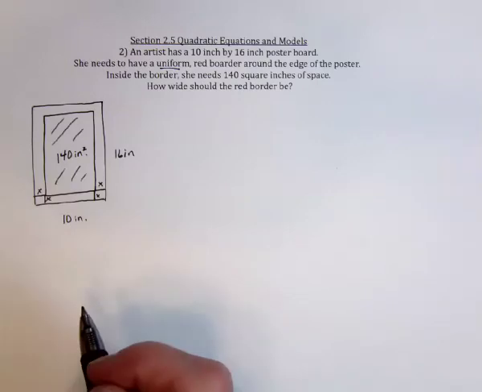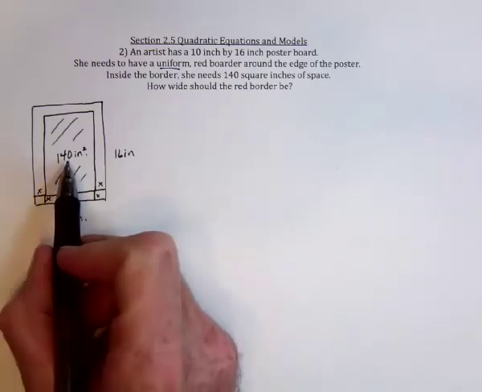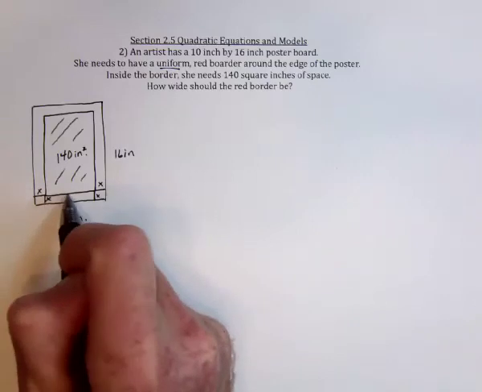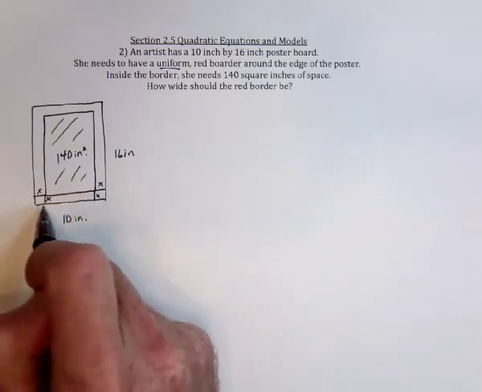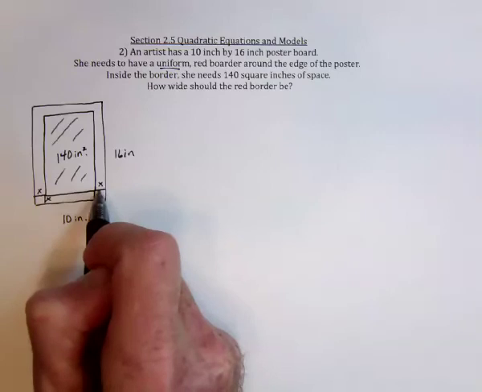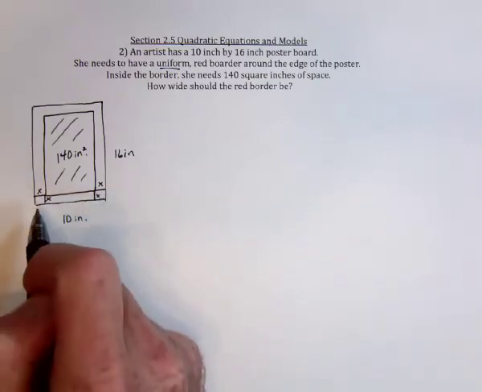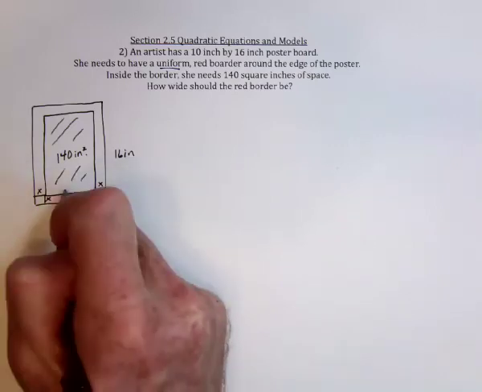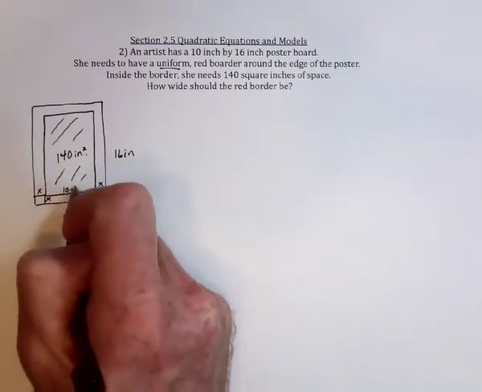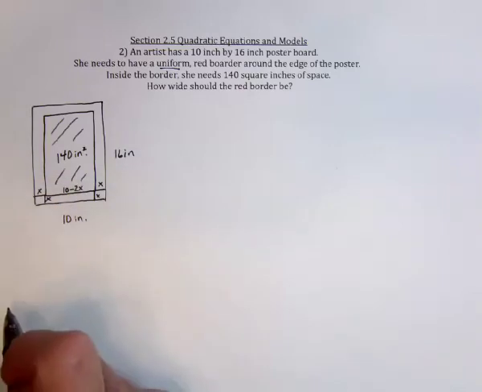Now we need to find a formula for the area of this inside part. I know that the result needs to be 140, but where does that come from? Well, this side down here, it used to be a length of 10, and then X of it and X of it was used for the red border. So this side is now a length of 10 minus 2x.